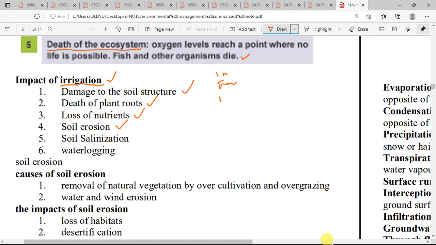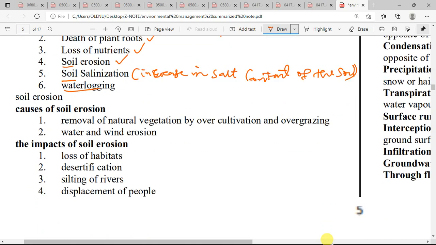Irrigation can lead to soil erosion. Remember, soil erosion simply means the movement or transport or the washing away of the topsoil from the in situ, which is the point where it is found, to another point. It can lead to soil salinization, that is, increase in salt content of the soil. Now, it can lead to waterlogging within that environment.